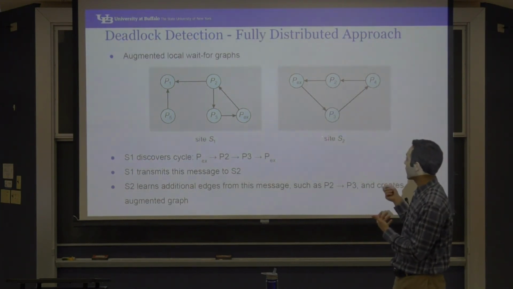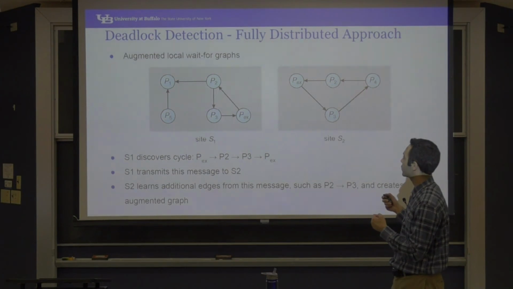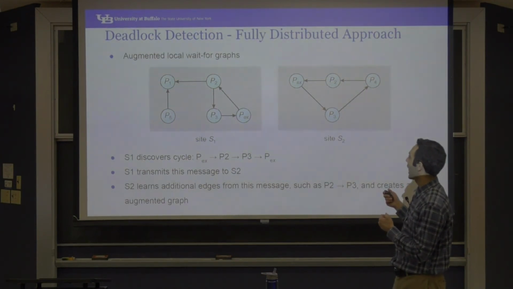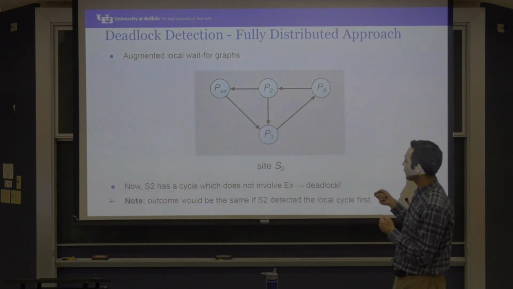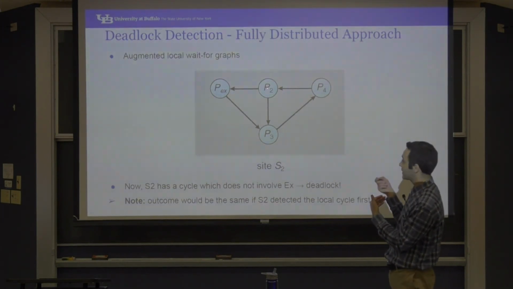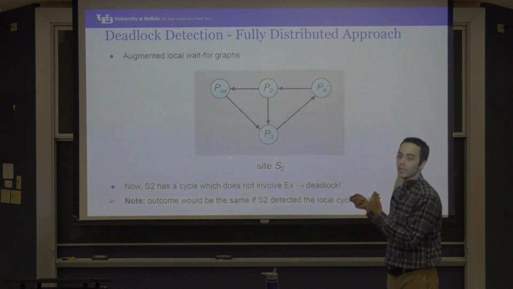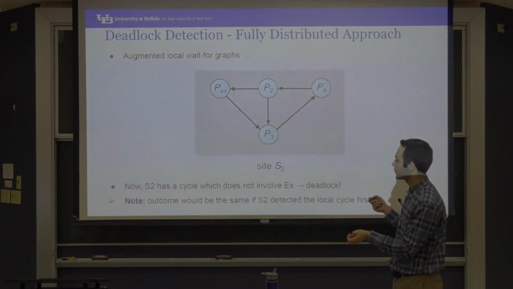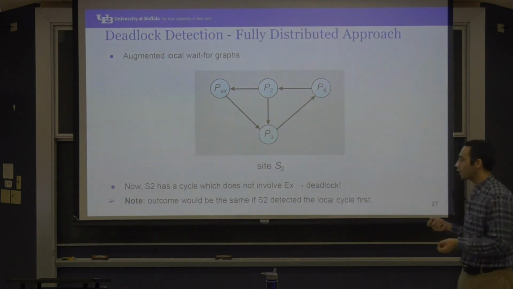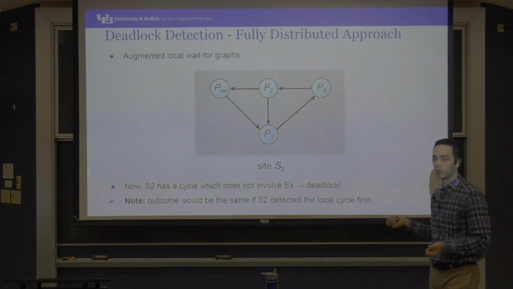So this way, site 2 will not complete, but actually augment, or add this edge to, its local wait-for graph. And then the wait-for graph will become like this. Now S2 can actually detect a deadlock which does not have PX involved. So it can be sure that there is a deadlock. Alright? So the outcome would also be the same if S2 detected the deadlock first.